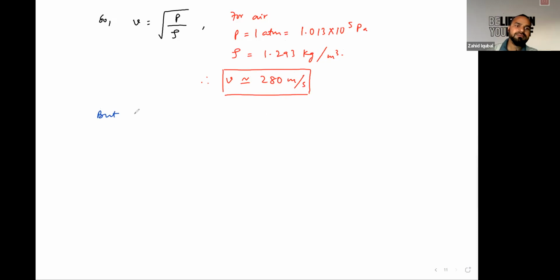But speed of sound is 331 meter per second. So we can say Newton's assumption is wrong. Hence, Newton's assumption is wrong.